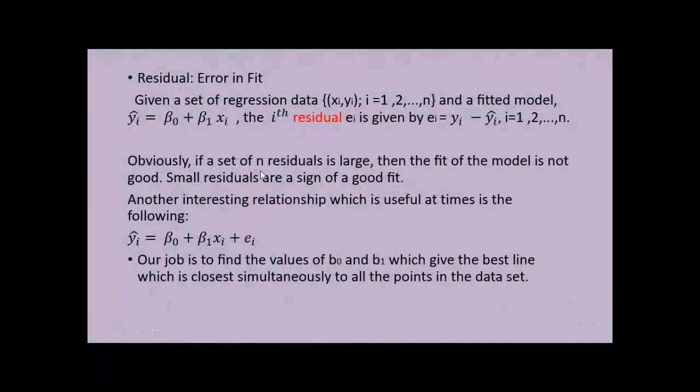Obviously, if a set of n residuals is large, then the fit of the model is not good. Small residuals are a sign of good fit. Another interesting relationship which is useful at times is the following: yi is equal to beta 0 plus beta 1 xi plus residual. ei is the notation of residual. Our job is to find the values of b0 and b1 which give the best line, which is closest simultaneously to all the points in the dataset.